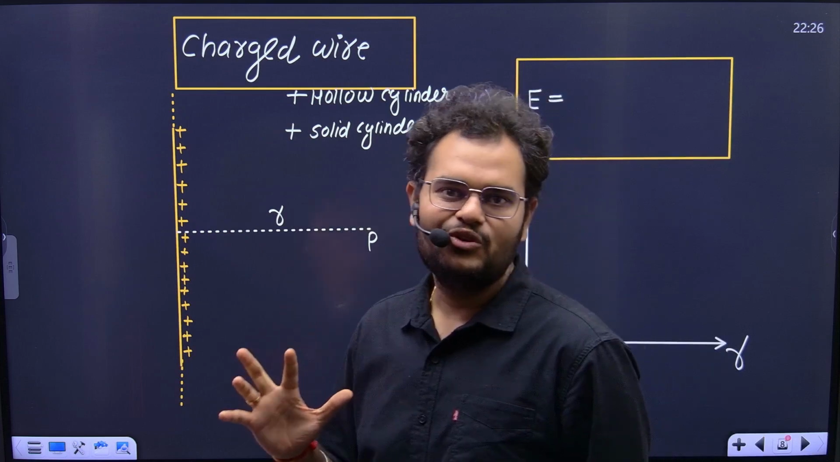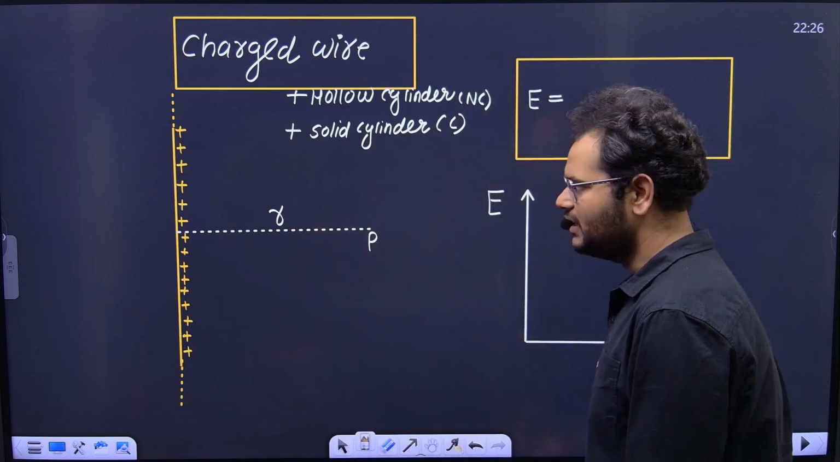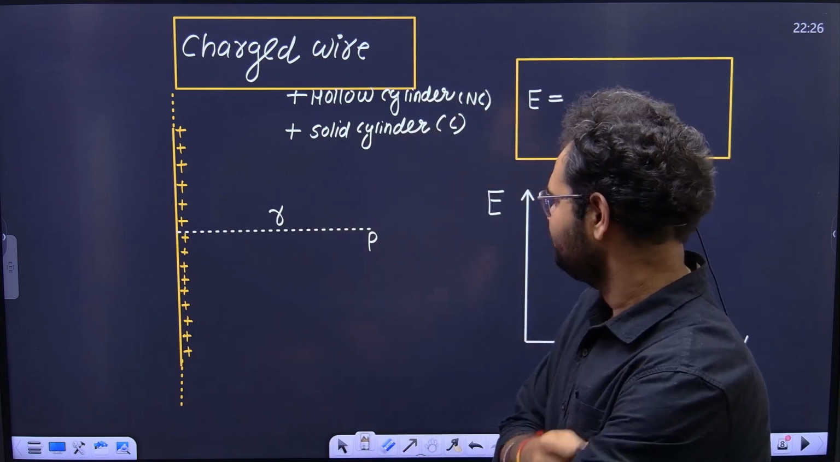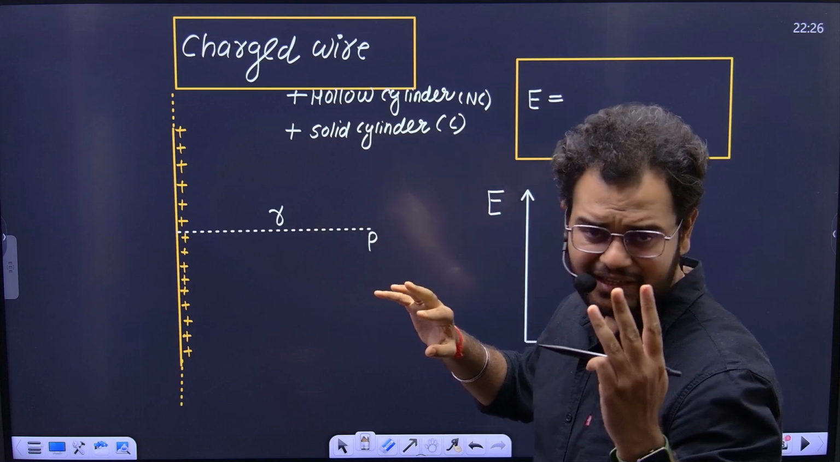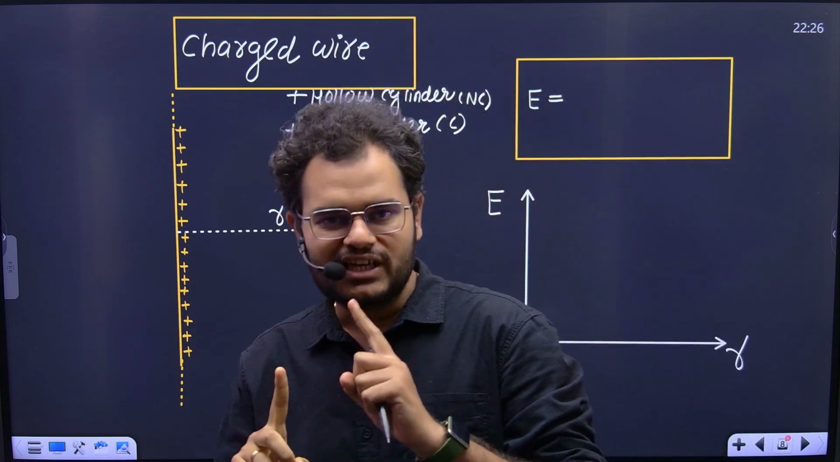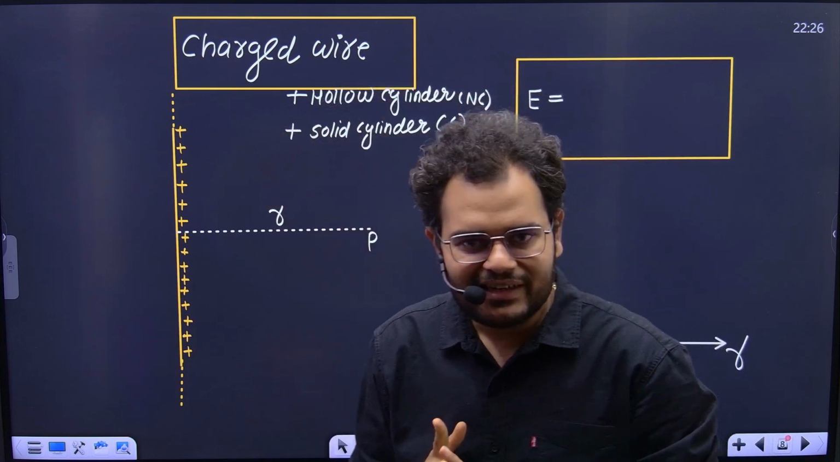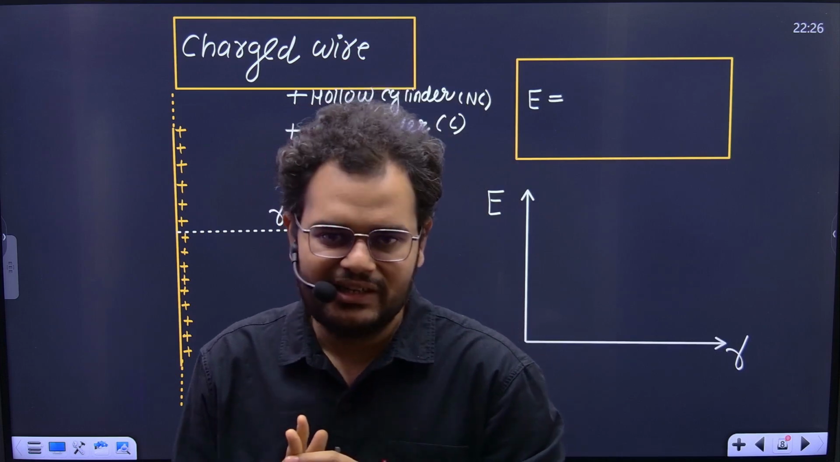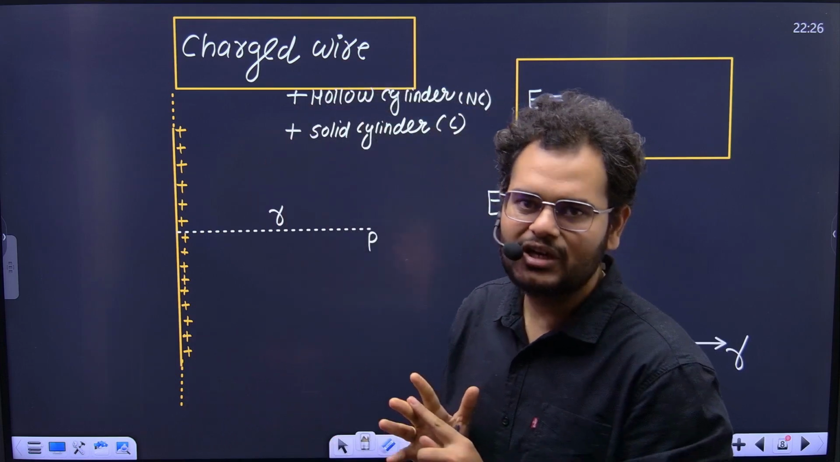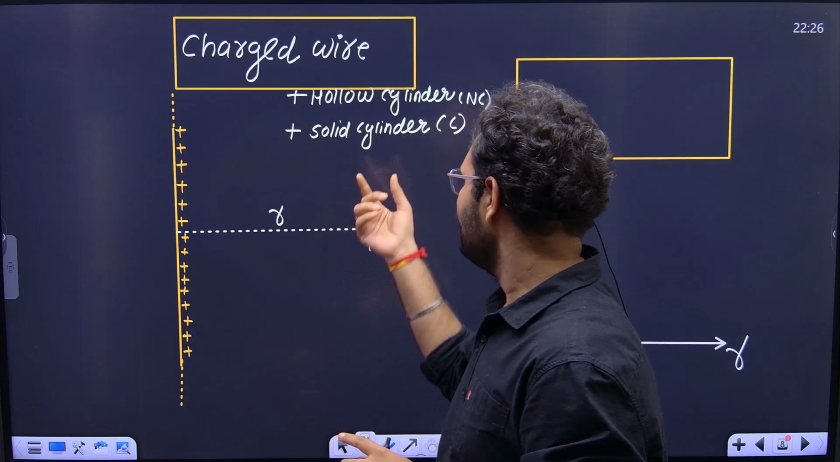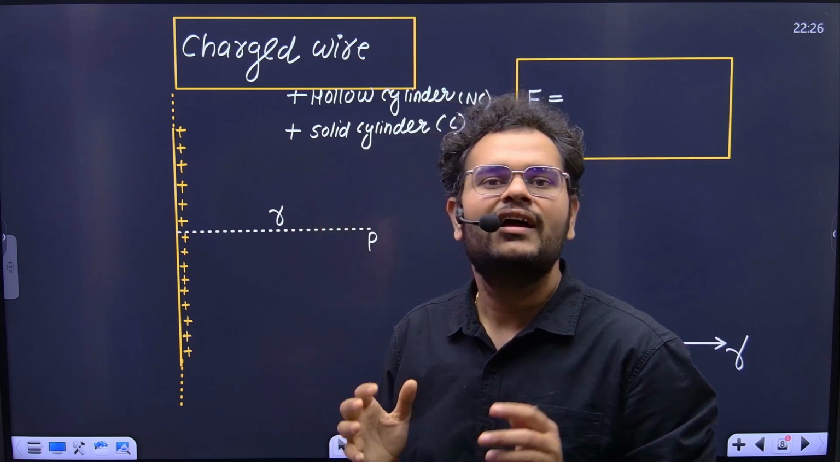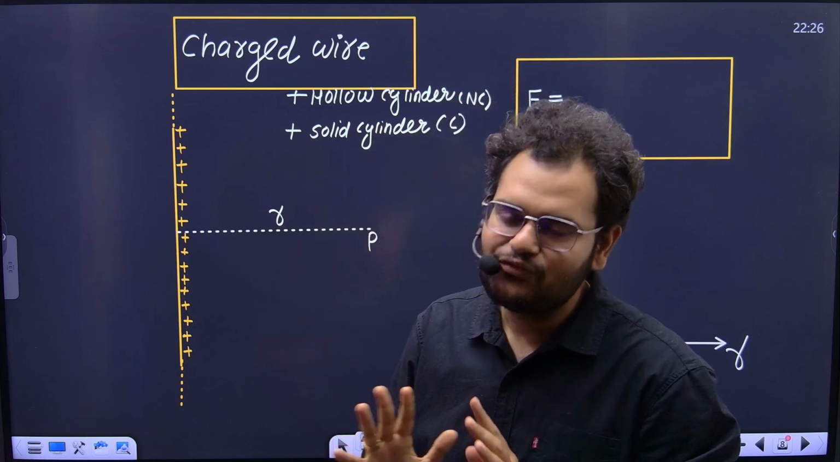Charged wire. Okay, charged wire. Another concept here: again, 3 categories you have to remember. Formula for charged wire, then hollow cylinder and metallic solid cylinder. Which hollow cylinder am I talking about? Both conducting and non-conducting are fine. And solid cylinder, metallic solid cylinder, the same formula will be there.